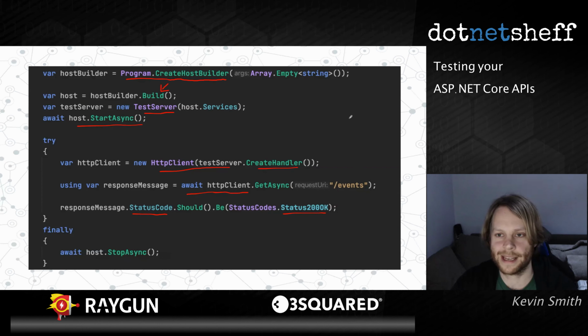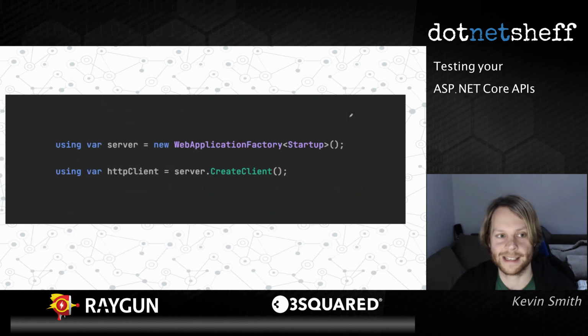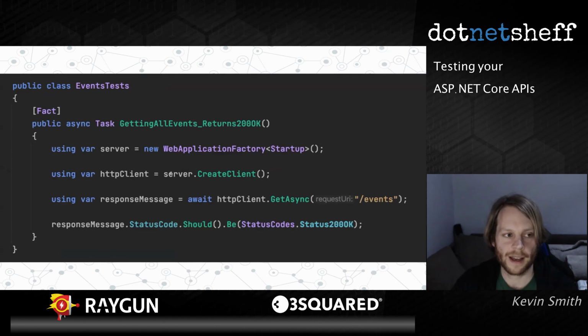But if we're using the web application factory instead, all we do is tell it to new up a WebApplicationFactory with our Startup.cs. So this is where we configure our actual application. And then we can say, go create me a client. And that will give us an HTTP client back straight away, which you can use to talk to our API. So this means we can write these xUnit tests.